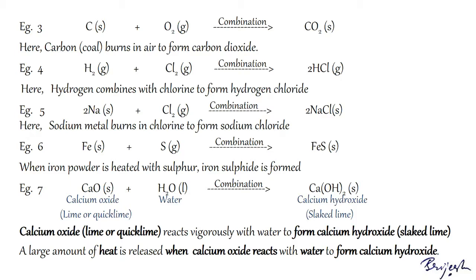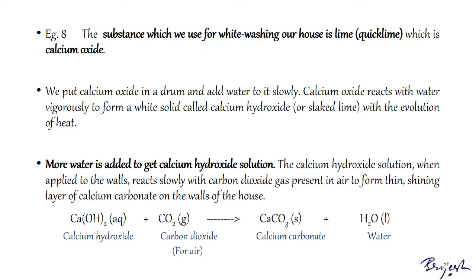So calcium oxide, that is lime or quicklime, reacts vigorously with water to form calcium hydroxide, that is slaked lime. This is a combination reaction in which two compounds, calcium oxide and water, combine to form calcium hydroxide. A large amount of heat is released when calcium oxide reacts with water to form slaked lime. Slaked lime is a white powder.